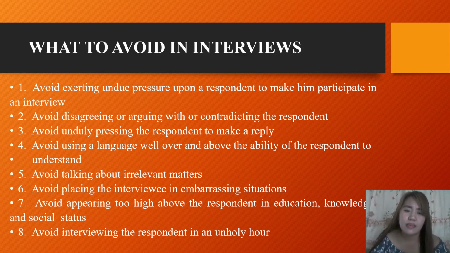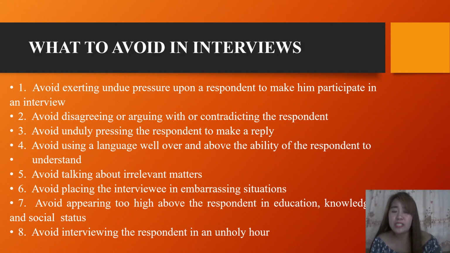So, what to avoid in interviews? Ano ba yung mga dapat na i-avoid natin or wag nating gawin when we are conducting interviews? Number 1, avoid exerting undue pressure upon a respondent to make him participate in an interview. So, wag nating i-pressure yung ating respondent. Avoid disagreeing or arguing with or contradicting the respondents. I-avoid po natin na mag-disagree or makipag-argue kung ano man po yung isasagot ng ating respondent. Kasi nga, di ba, yun nga yung kanyang insights. Avoid unduly pressing the respondents to make a reply. So, yun nga, wag nating i-pressure.